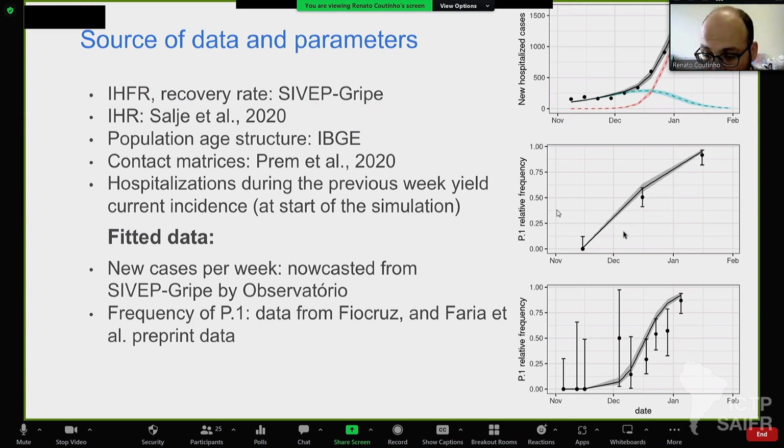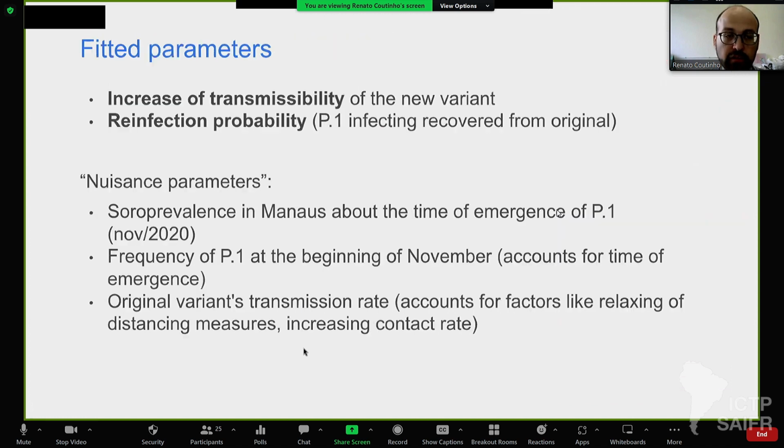95% here. And the other data set is from Nuno and Ester Sabino's group, and that was almost weekly, so almost every week we had data, but with far fewer samples. So we have really huge error bars in this frequency because the number of samples was small in some weeks, right? Without the errors, this is the data that we have to fit: new cases per week and frequency of the variant, okay?